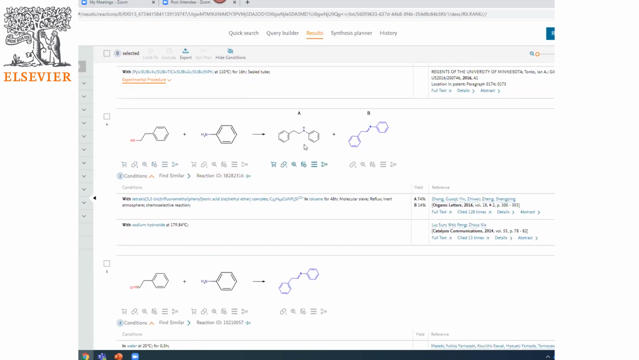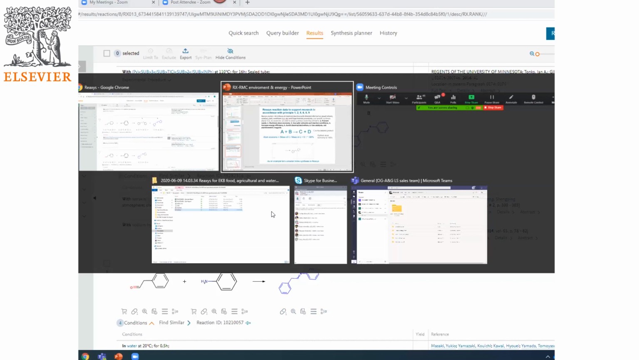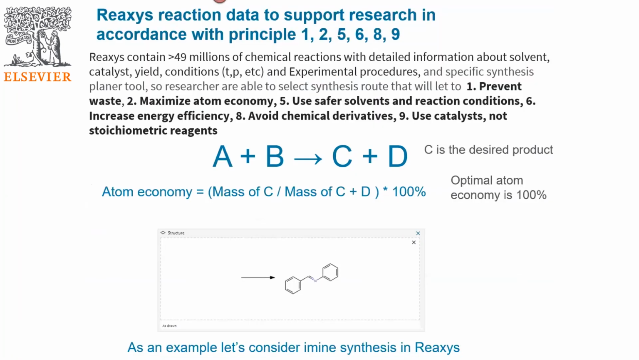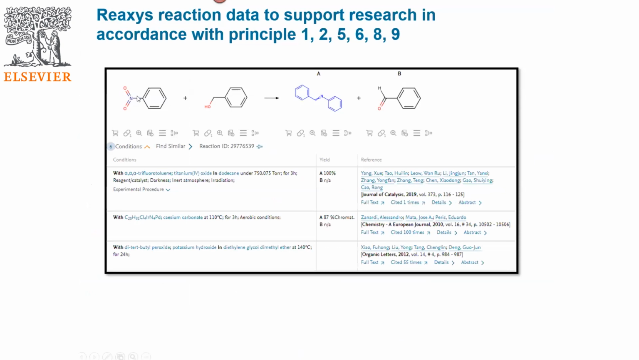Or for this reaction, we see even the yield of byproducts. Also, we see the catalyst, we see the solvent, which is toluene right now, we see sodium hydroxide, and we can assess if this reaction is green or not. In our particular case, for example, for this reaction, how can we assess atom efficiency?